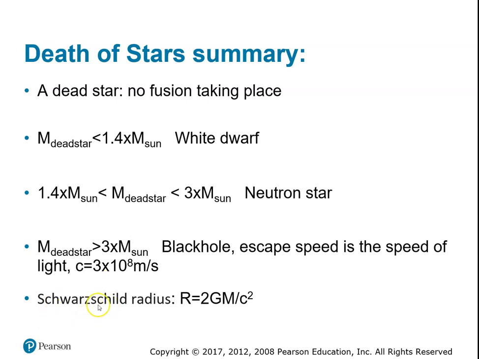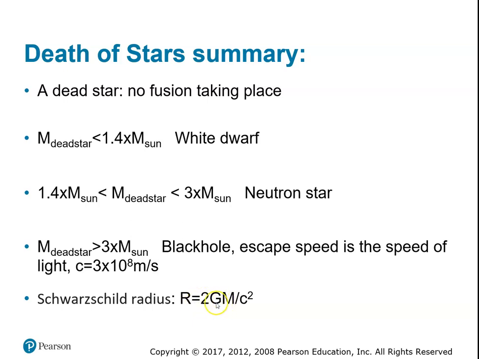All right, the last video kind of cut me off a little bit. So this is what's called the Schwarzschild radius. The Schwarzschild radius is basically the size of the black hole. I'll go through some examples with this a little bit later.